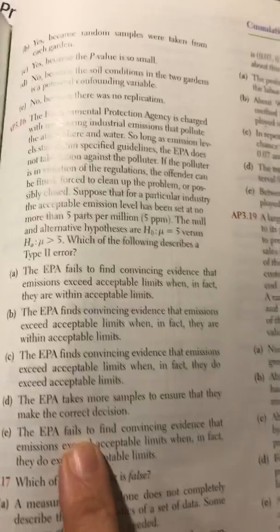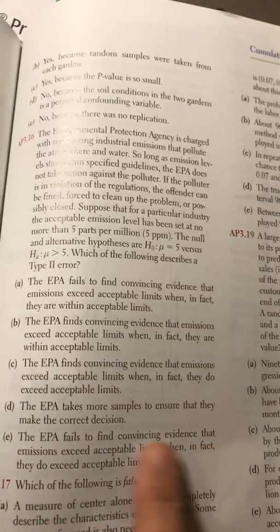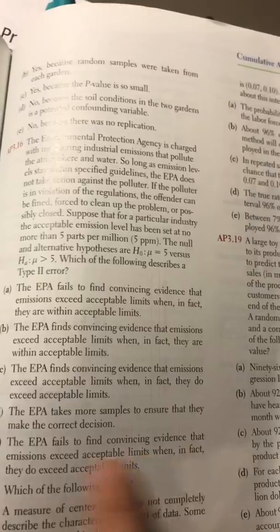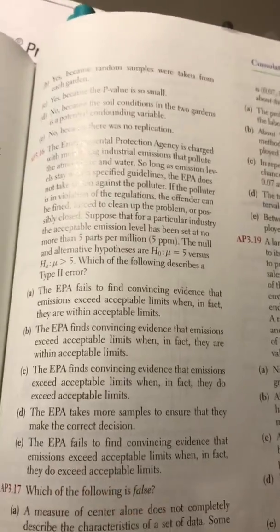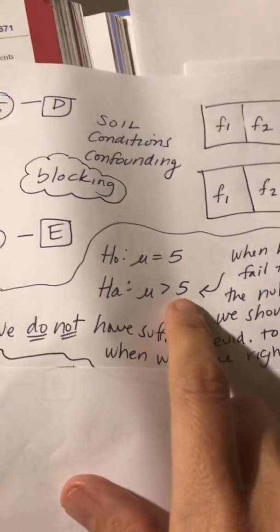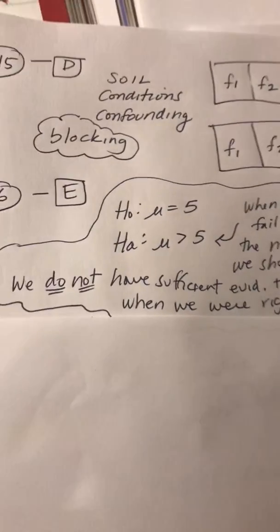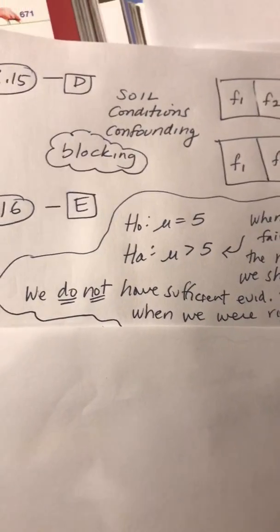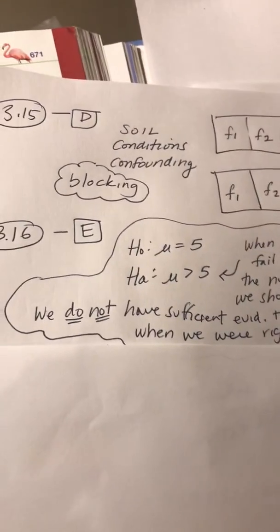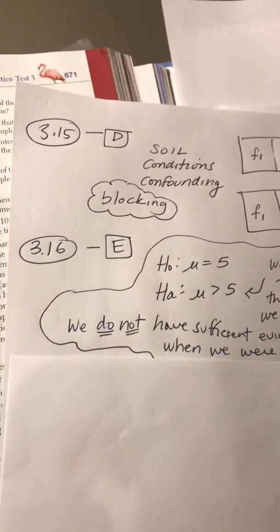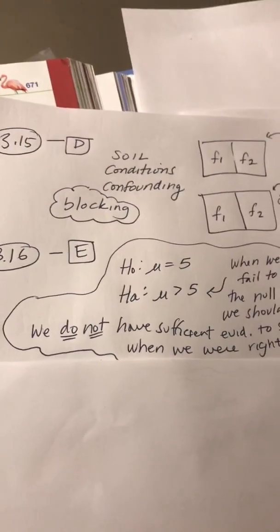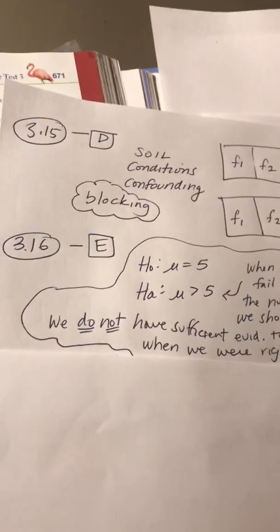It's when the EPA fails to find convincing evidence when in fact they were correct, that person was exceeding the acceptable limits. So this happens actually quite a bit, where we had some amount of evidence in our sample that mu was greater than 5. It just wasn't sufficient enough evidence. Okay. And as we know, we can increase the power of the test. Maybe you could do another test. Don't give up. If you have a hunch, keep going.